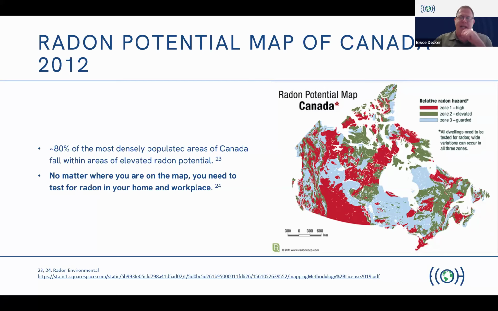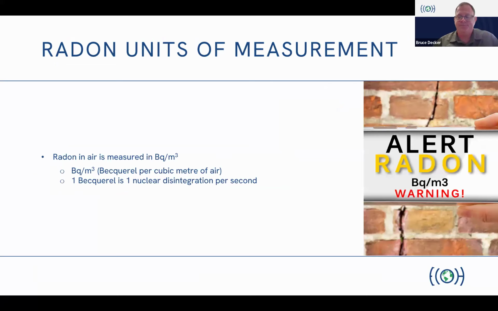But the key thing to take out of this is no matter where you are on the map, or no matter where your building or your site is on the map, you need to test your home and workplace. The only way to know how much radon you have in your building is to test. And that's also Health Canada's advice, right? Regardless of what any study shows, the only way to know is to test.